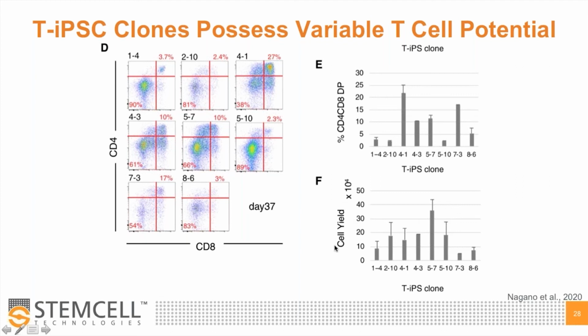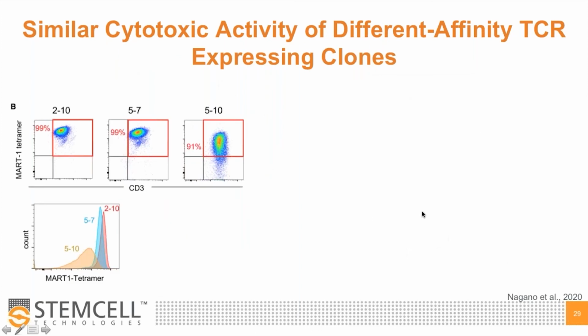They also looked at total cell yield, and you see again differences in their potential to generate T cells, which is not surprising, but it's something they used to characterize and pick their clones. So they picked three clones for further analysis: clone 210, 5-7, and 5-10. As you can see at the bottom here, that gives the best comparison in terms of affinity. So 210 has the highest affinity, 5-7 has a moderate affinity, and clone 510 has a low affinity for MART1 peptide.